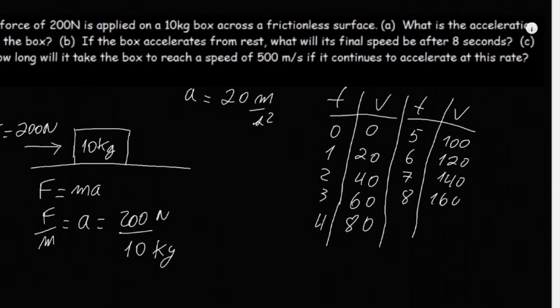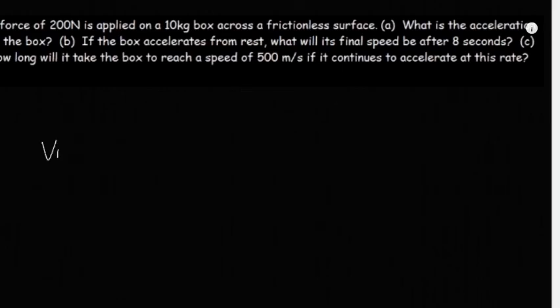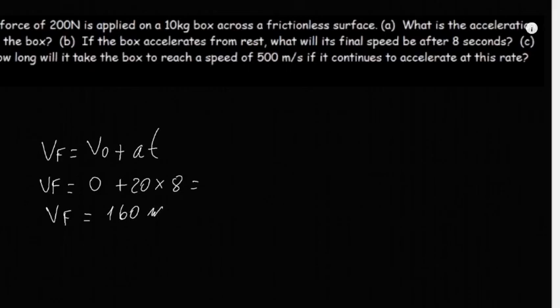Now the equation that you can use to calculate this answer is this equation. We're looking for the final speed Vf. The initial speed Vo is 0, because it started from rest. The acceleration is 20. The time is 8. 20 times 8. If you have 8 $20 bills, how much money do you have? 8 $20 bills is 160. So 20 times 8 is 160, at 160 meters per second.